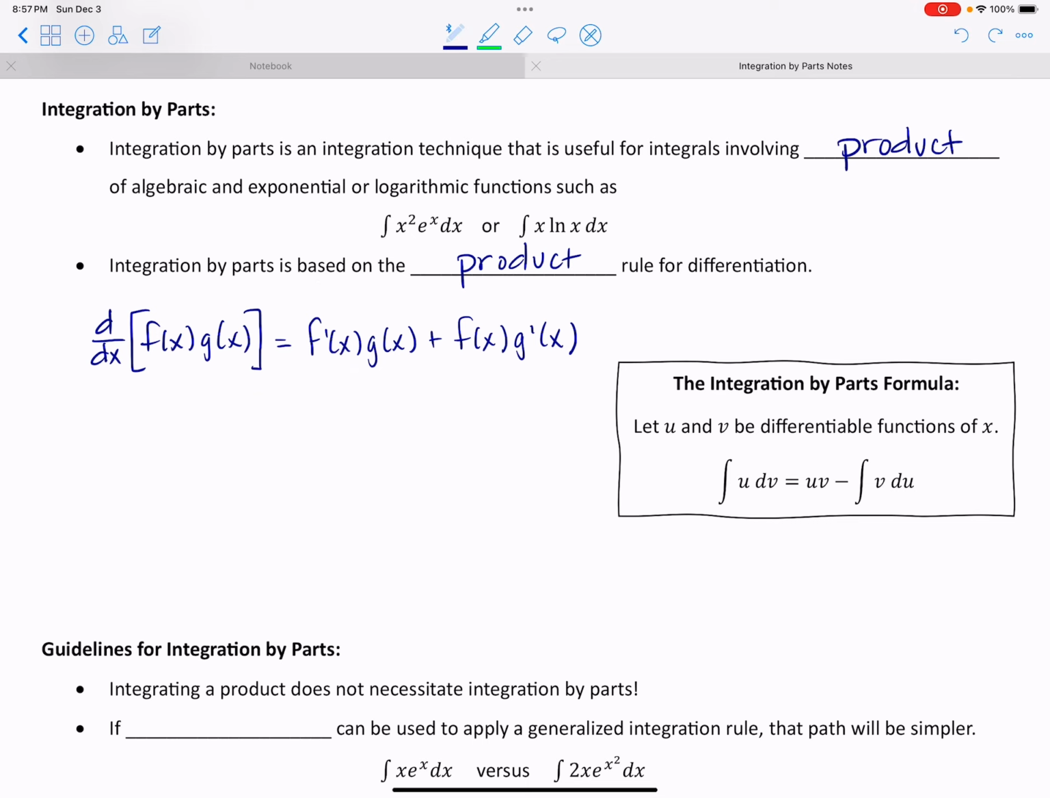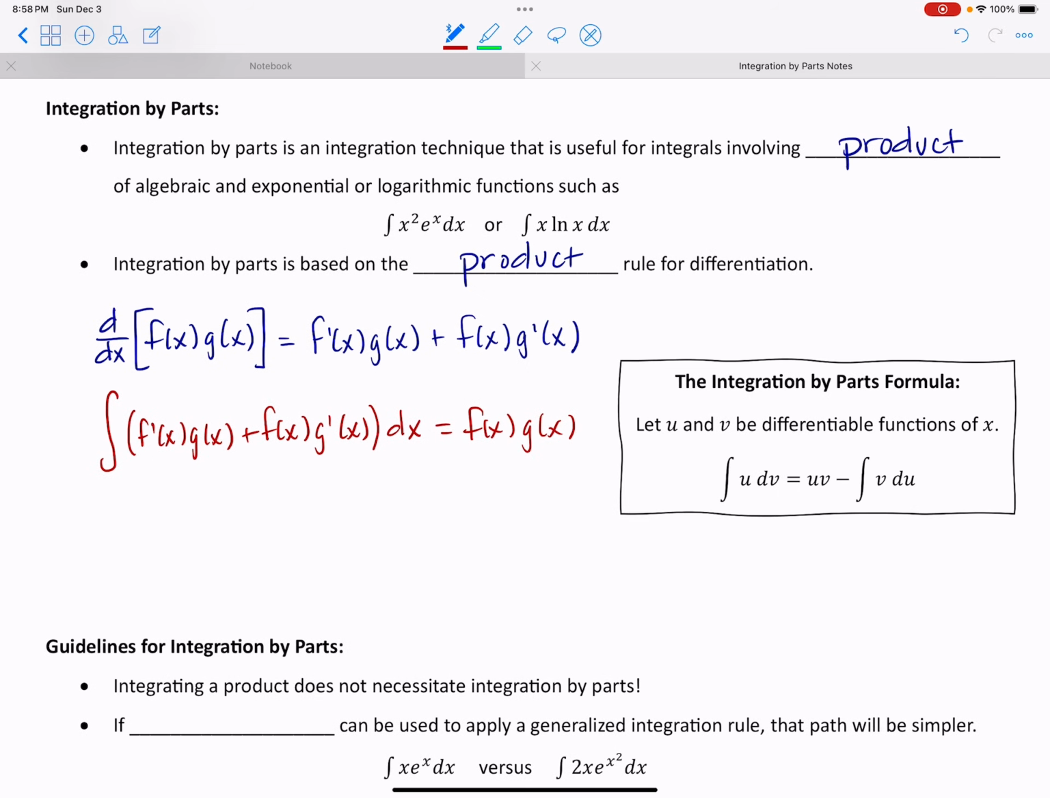So if I took the integral of this portion here, remember, take the integral of the derivative, I should get back to my original function. So I'm going to put f prime of x g of x plus f of x g prime of x here. And again, that integral differentiated with respect to x should take me back to the product of my two original functions, f of x g of x.